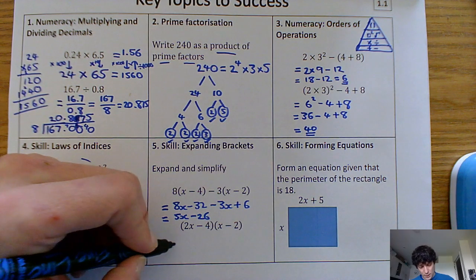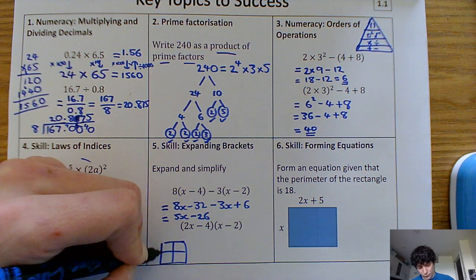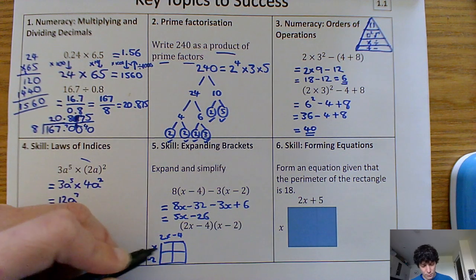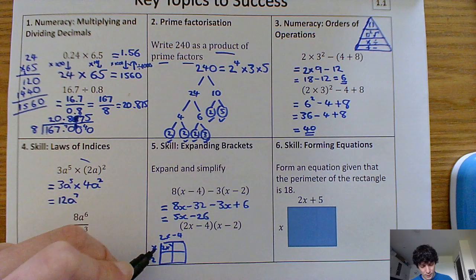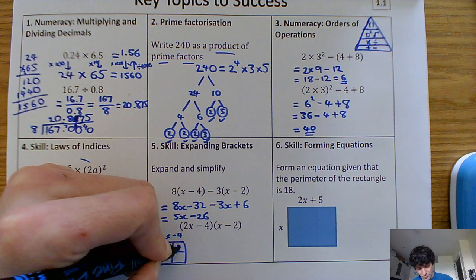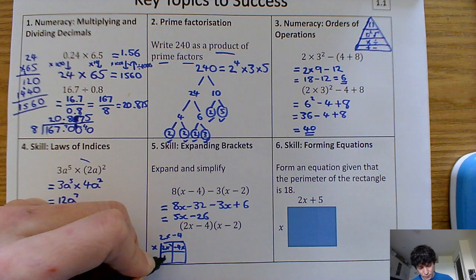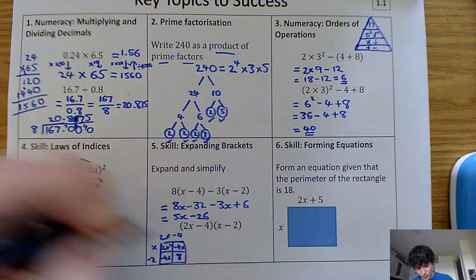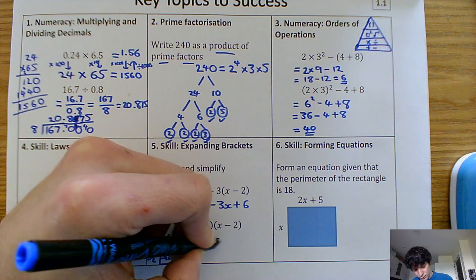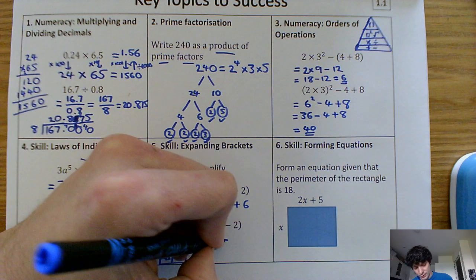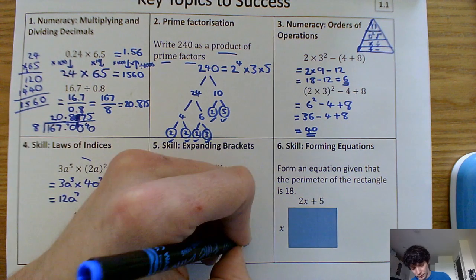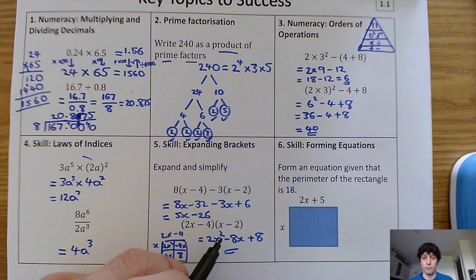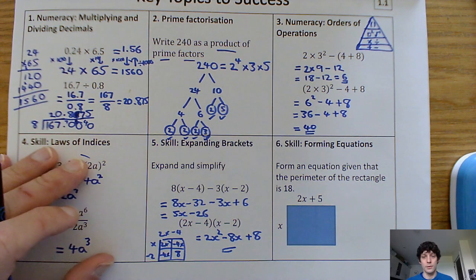And for the bottom, again, I'm a very big fan of the grid method. We've got 2x minus 4, x minus 2. 2x times x is 2x squared. X times negative 4 is minus 4x. Minus 2 times 2x is minus 4x. Negative 2 times negative 4 is positive 8. So I've got 2x squared minus 4x, minus 4x is minus 8x, plus 8. Okay, and I can't simplify that any further because the x squared and the x aren't like terms.